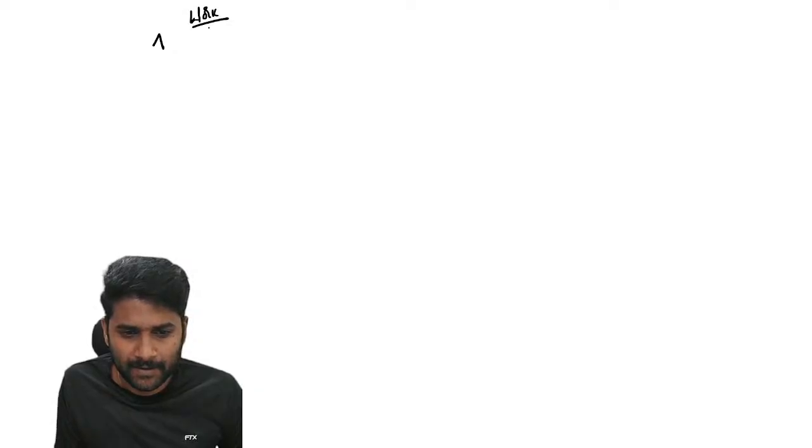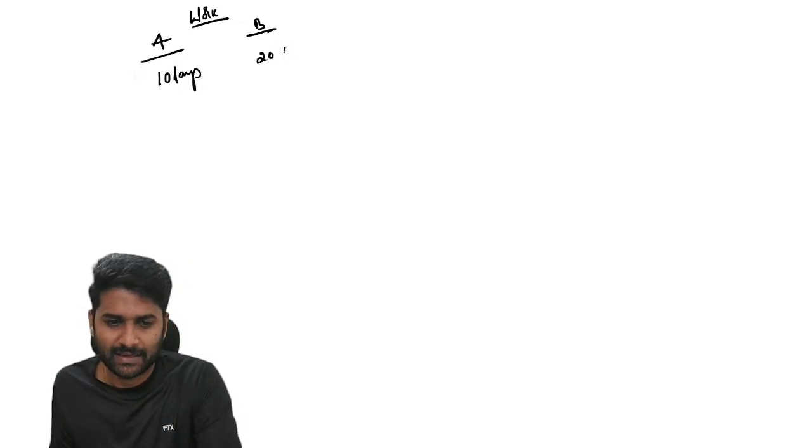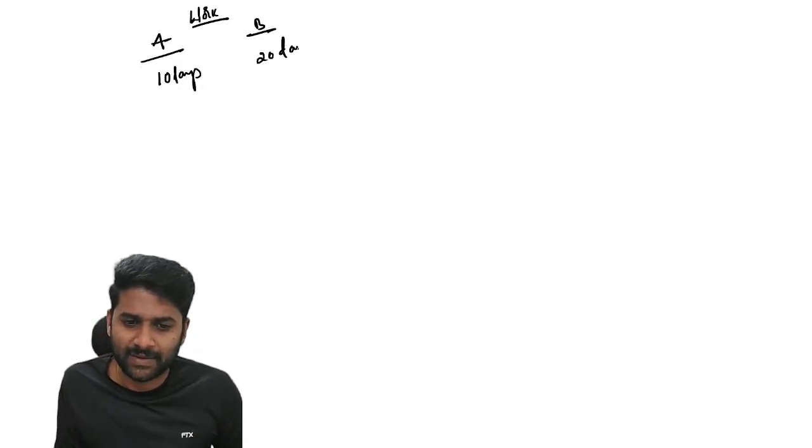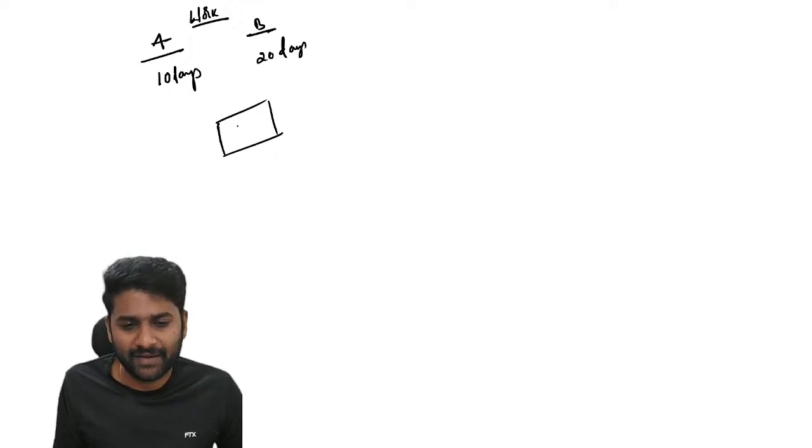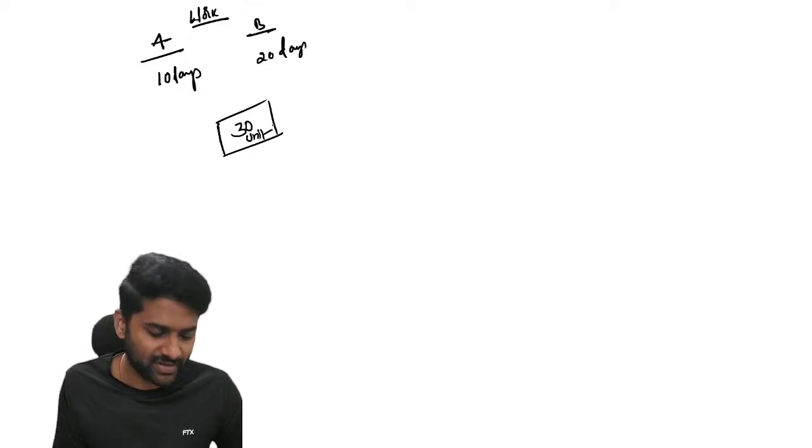Try to understand. I just want to explain this calculation in a different way. There is a work. A can complete it in 10 days, and B can complete the work in 20 days. Now we are talking about work. What kind of work? You can assume any value. Let us assume that my work is 30 units. I am just assuming that the work is 30 units.